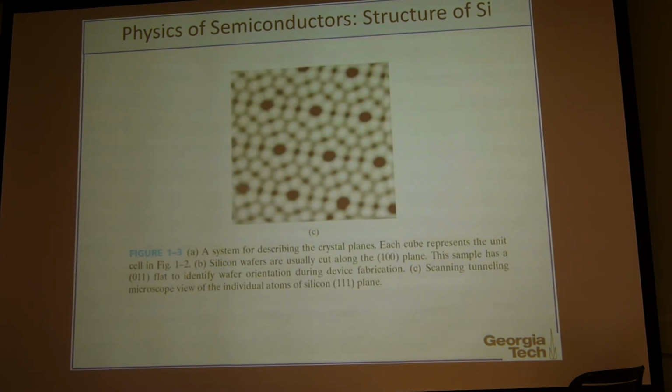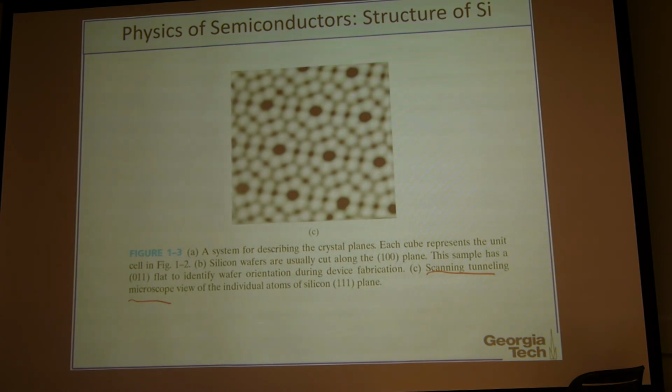Okay, so here is some image under the scanning tunneling microscope, which is a very fancy technique to look at the individual atoms. This one even has higher resolution than the transmission electron microscope. So here what you see in this image is the individual atoms, and here it's viewed at some angle.